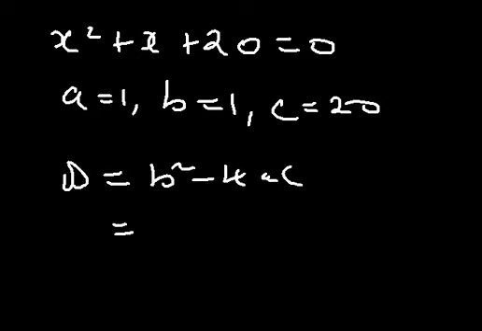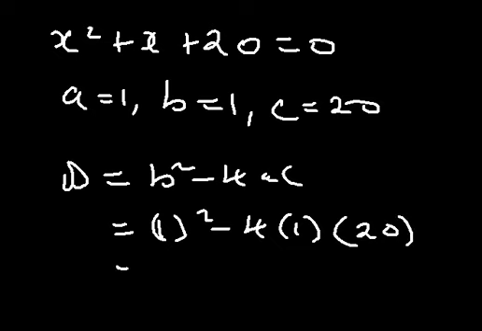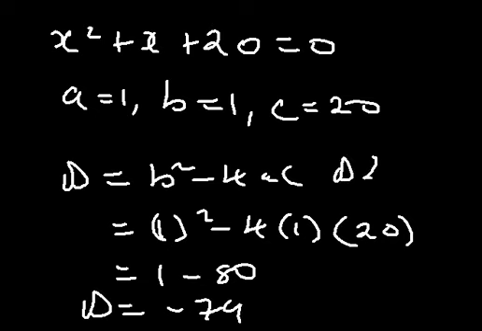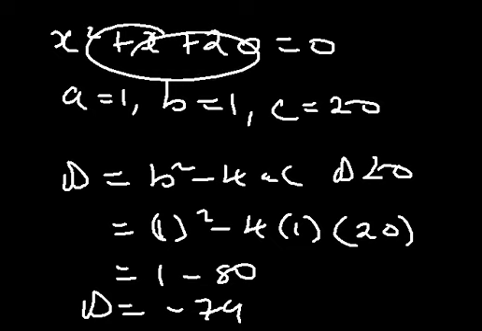So that will be 1 to the power 2 minus 4 times 1 times c, which is 20. Now we have 1 minus 80, so we have negative 79. So now since the discriminant is less than 0, since it is negative, it means this particular quadratic equation has no real solution.